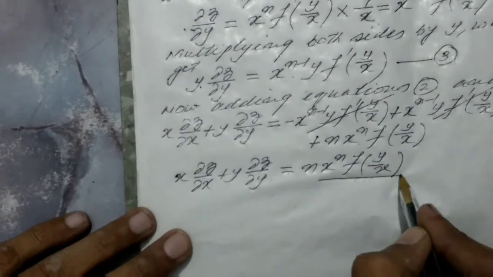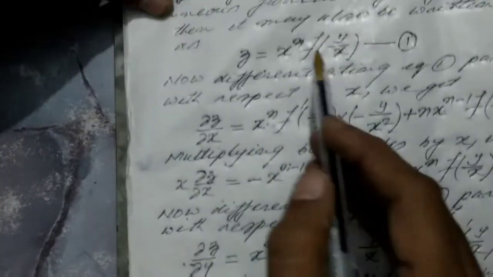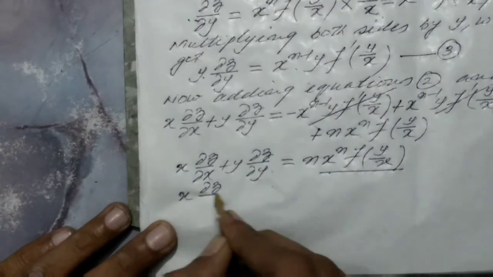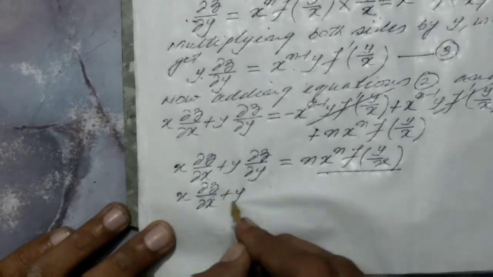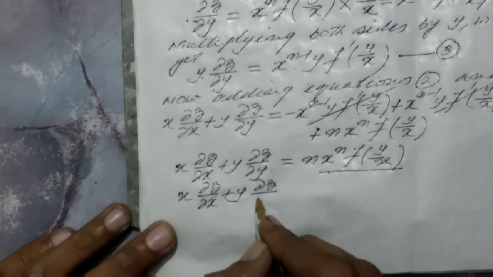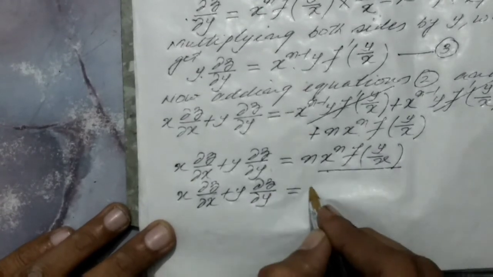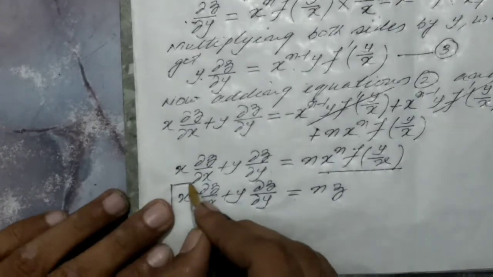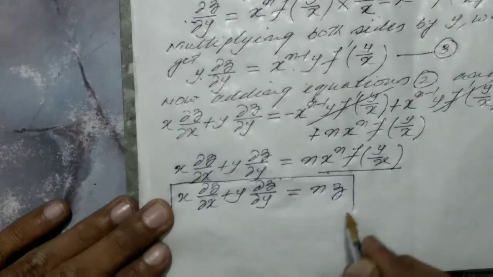Now in this expression, x^n f(y/x) is equal to z from equation number 1. So in this equation we may replace this expression by z. So finally we get x ∂z/∂x + y ∂z/∂y is equal to nz. Hence we have proved Euler's theorem of partial differentiation.